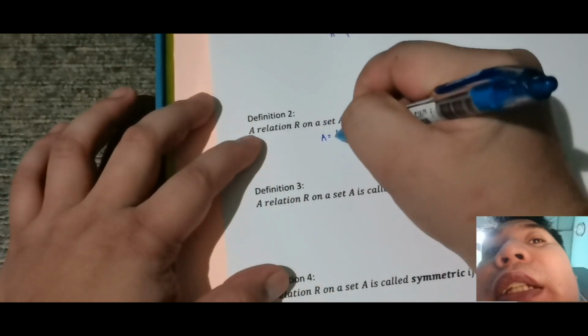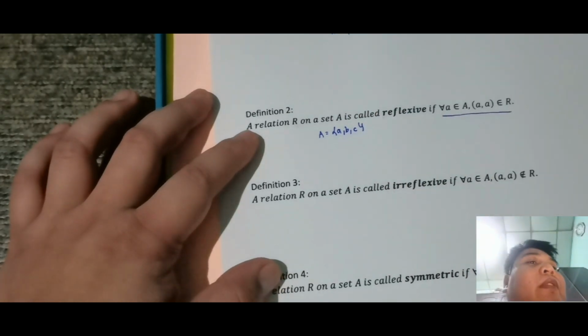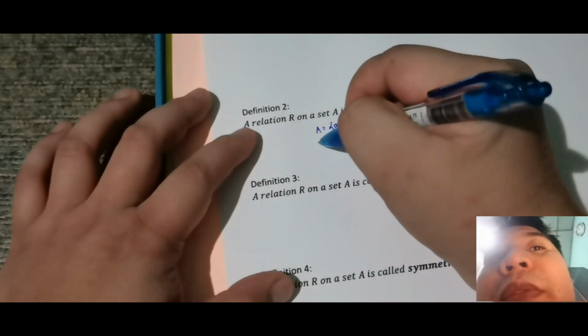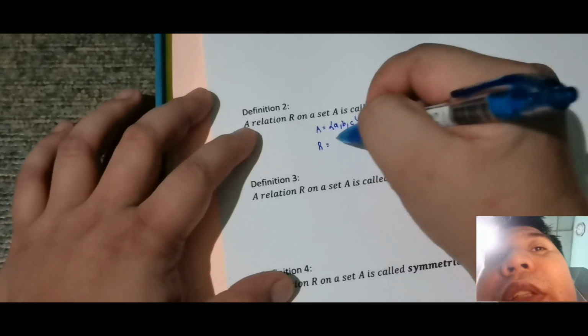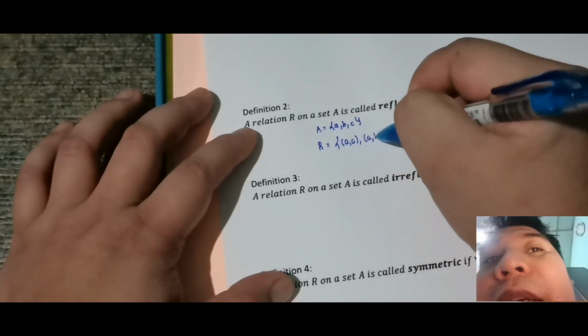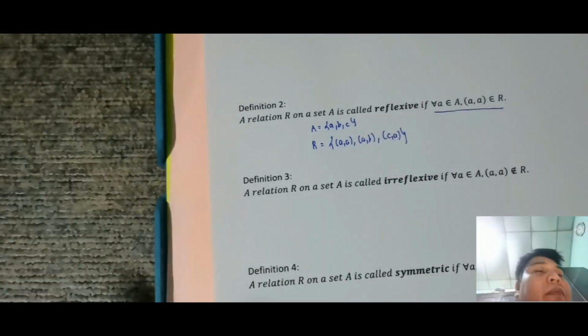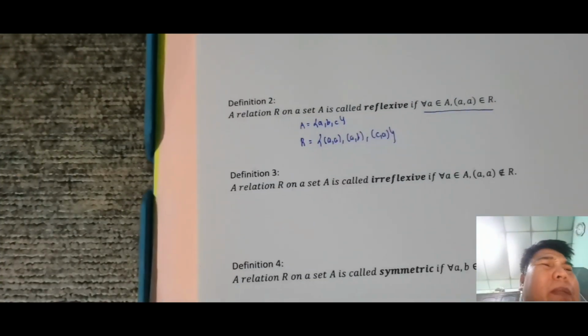Meaning, for example, ganito, A is the set containing a, b, and c. Okay, so let's say na si R is the set containing (a, a), (b, c), (a, c). Okay, yan lang yung R. Ngayon, ang tanong, siya ba ay reflexive?